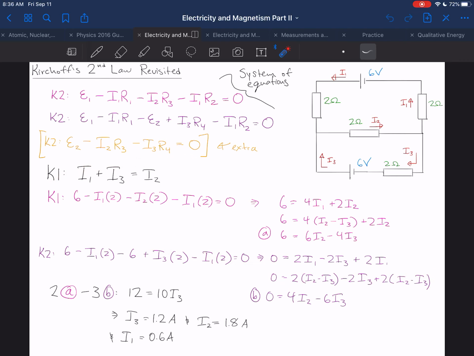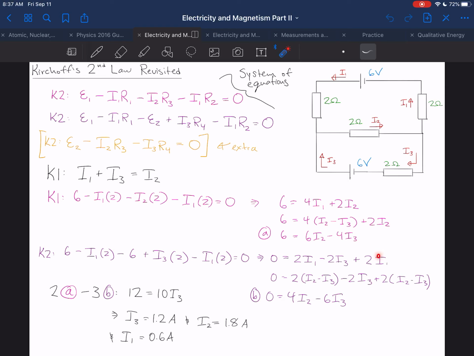If I plug those values into my first equation, this should actually say K2 here. So I'm going to plug my values into this equation. Then I get 6 volts minus I1, which we don't know, times 2 ohms, minus I2 times 2, minus I1 times 2 equals 0. And if I plug it into my second, this is what I get: 6 minus I1 times 2, minus 6, plus I3 times 2, minus I1 times 2 equals 0.